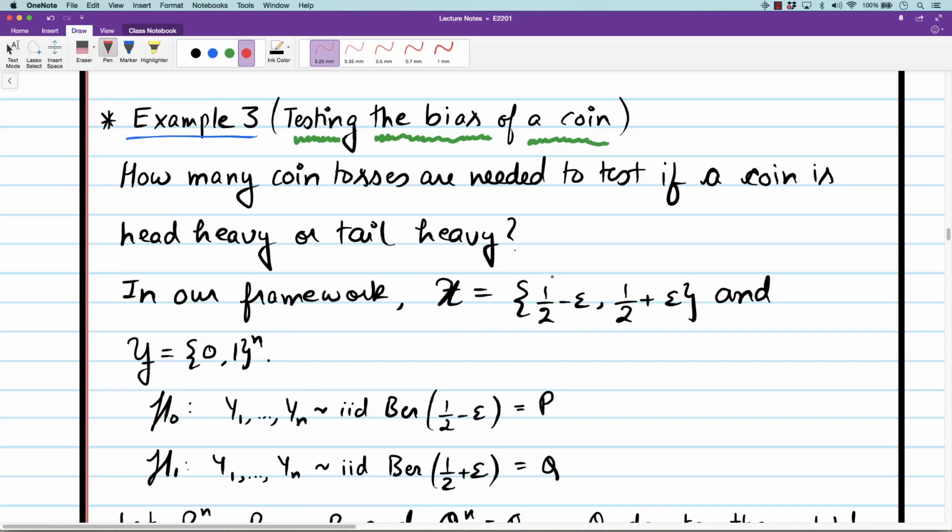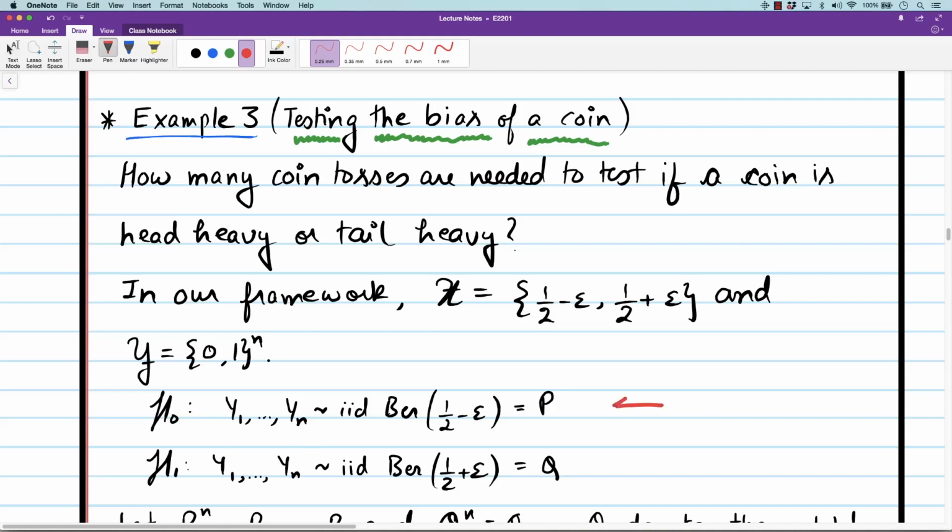corresponds now to the probability of heads. So either it is half minus epsilon or it is half plus epsilon. Epsilon is some small parameter, let's say 0.01. So it's either 0.5 minus 0.01 or 0.5 plus 0.01, and that's what you want to figure out: if the coin has bias half minus epsilon or half plus epsilon. The question is how many times you need to toss the coin. What is the observation? Observation is n coin tosses. You toss the coin n times, let's say. So the observation is {0,1}^n.